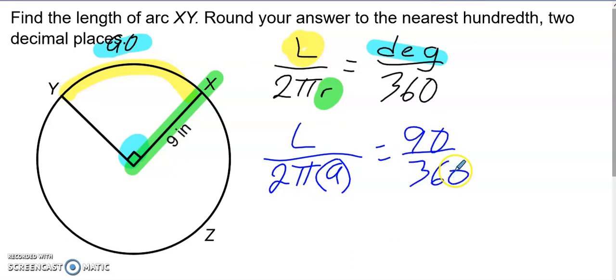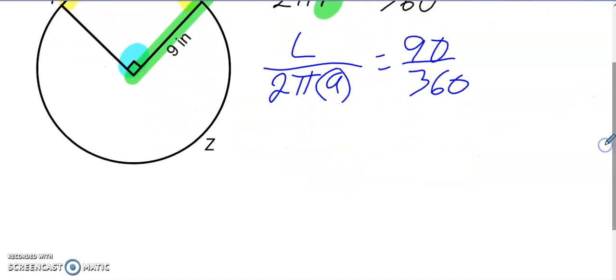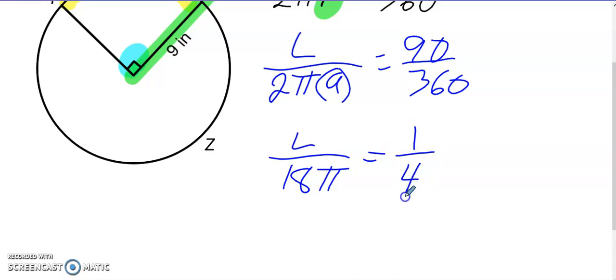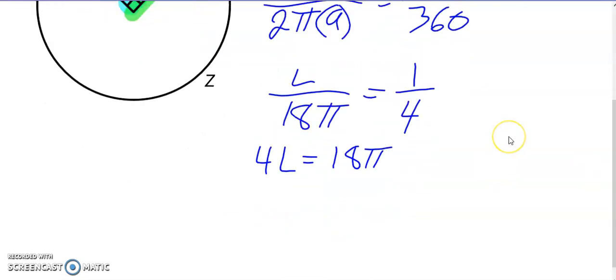Now I'm going to show you a little bit of a shortcut. So my arc length over 18 pi, because the entire circumference of this circle is 18 pi, and I only want a part of that. How much of the circle will that cover? Well, 90 over 360 is 1/4. What this is saying is my arc length covers 1/4 of the circle. Let's find out how much 1/4 of the circle is. So we're going to cross multiply. So 4L equals 18 pi. Divide both sides by 4. The exact value for my answer is going to be 9 over 2 pi.